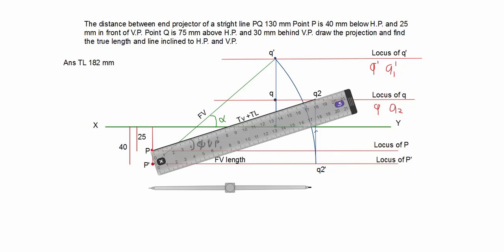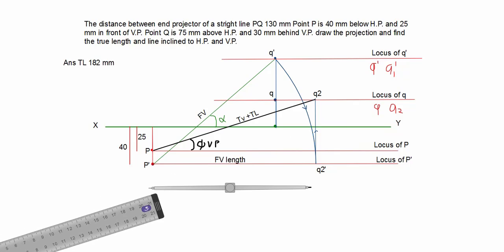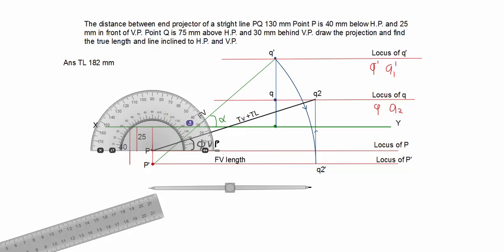Then the next answer, here you can get the line inclined to VP, and simply we measure the angle of the PQ2 with XY line, and it shows 17.5 degree. So here I am writing the line inclined to VP, 17.5 degree. That is angle phi. Here it is your angle phi.